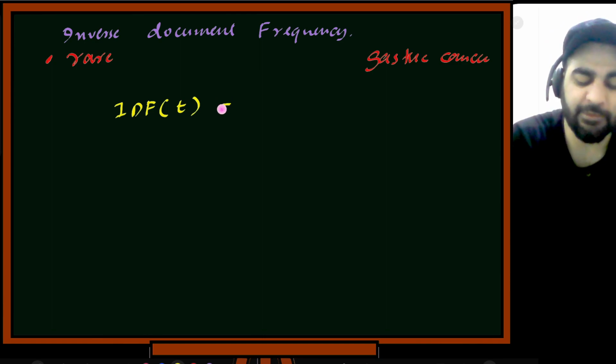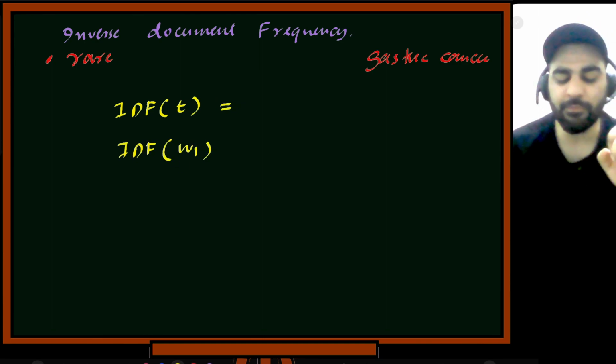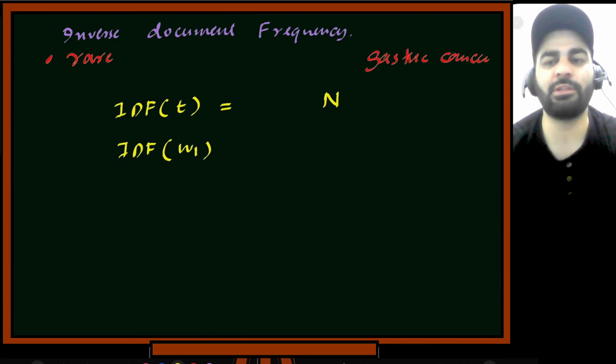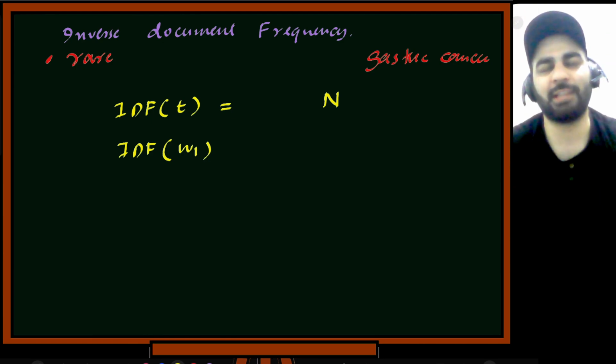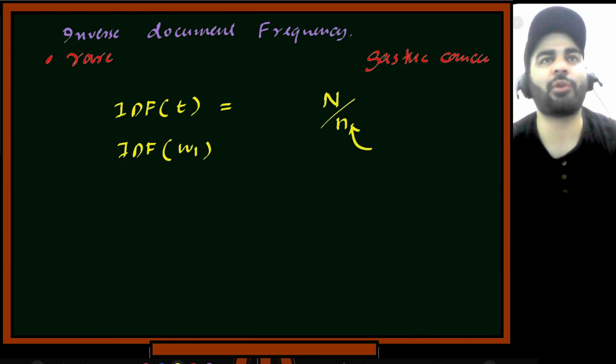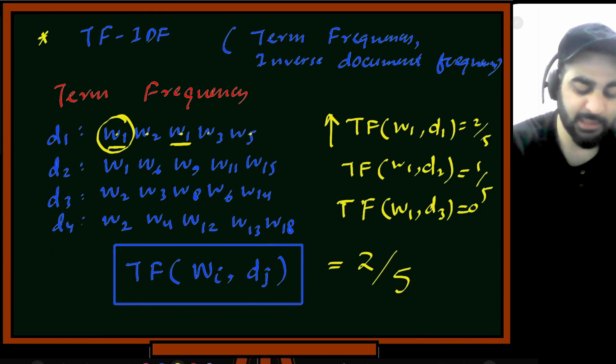If I take a term, I can write IDF of W1. So how is this computed? First you will see how many total documents there are in the corpus, and then you divide by n. This small n is the number of documents in which this term occurred. So if I write IDF of W1, how many documents are there? There are 4 documents in total.